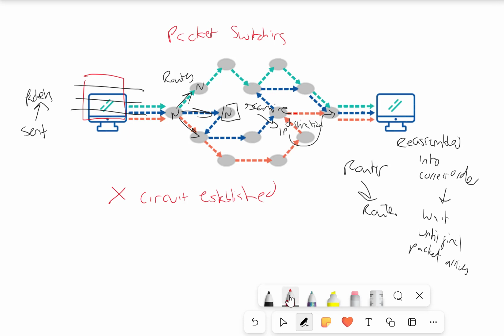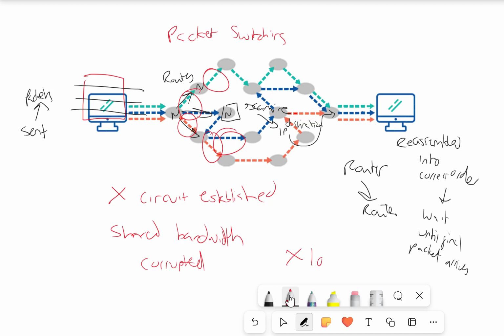The bandwidth, or the paths, are shared, so it is shared bandwidth, unlike circuit switching. Data does arrive out of order. Data can also be corrupted, like in circuit switching, so it could be corrupted on its journey, but it's not likely to get lost. Not likely lost.